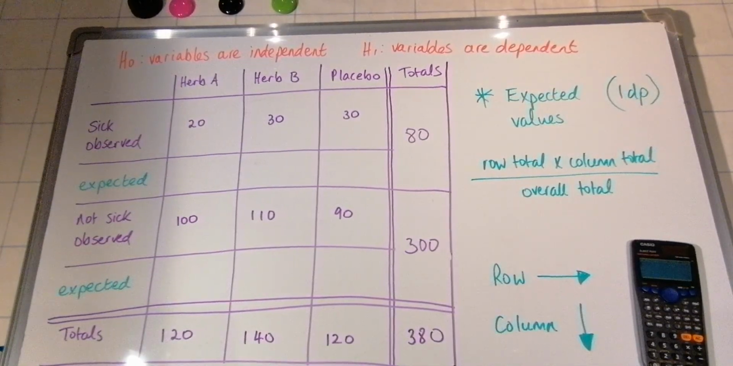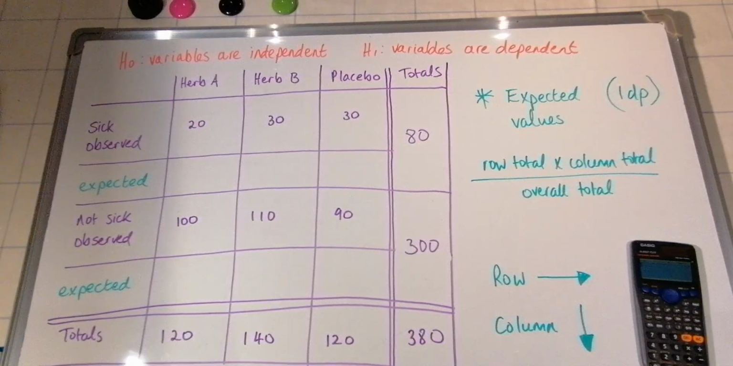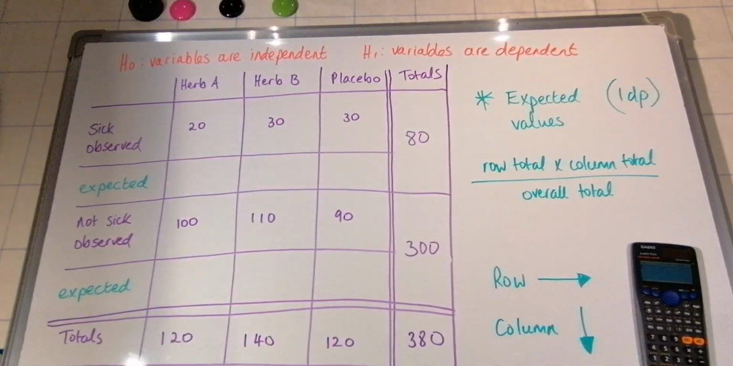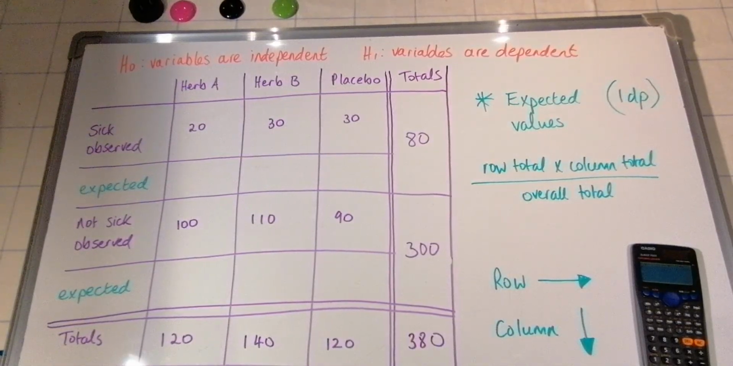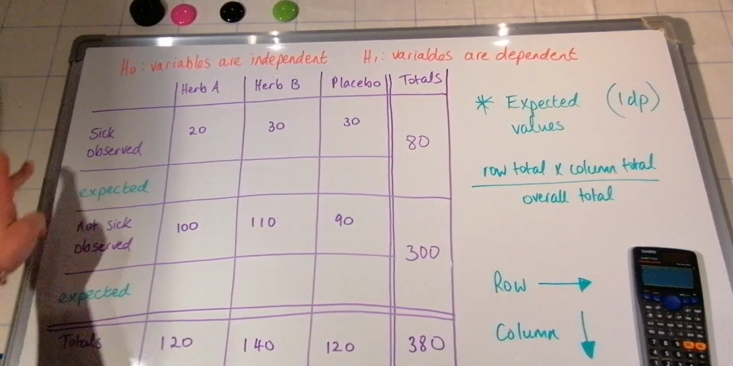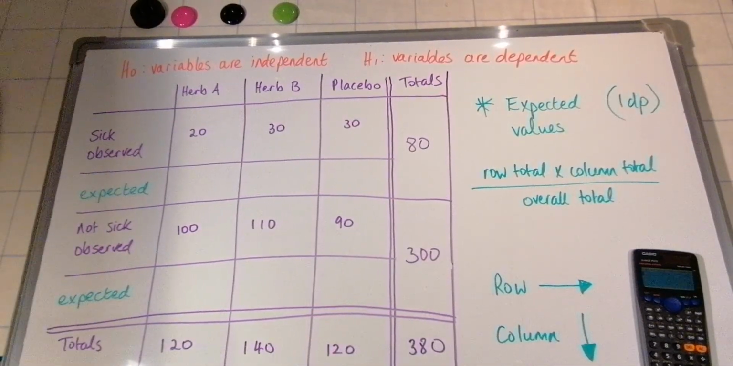So this table here, straight out of your notes, you've got your two different remedies and then a wee placebo drug on there as well. We've got all the numbers on there for the number of people who've taken part and all my totals. So the next thing we have to do is calculate these expected values.